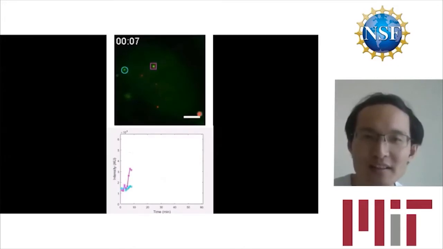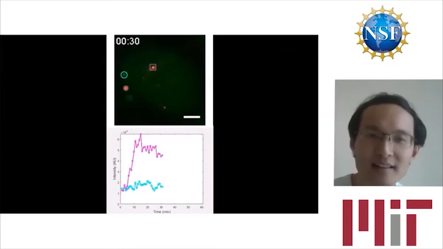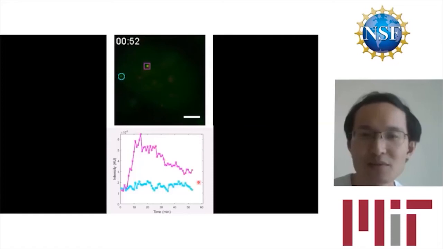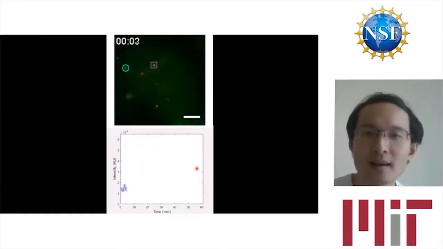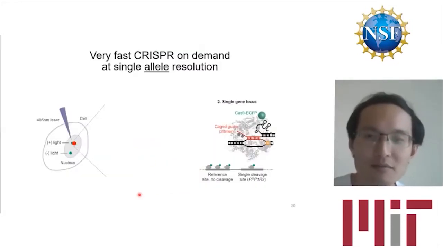So this is a typical movie. You see we shine light on the magenta. You see the 53BP1 recruit there, but not the other one. So it's very clear in the time intensity trace. Okay, so that's the repetitive locus.